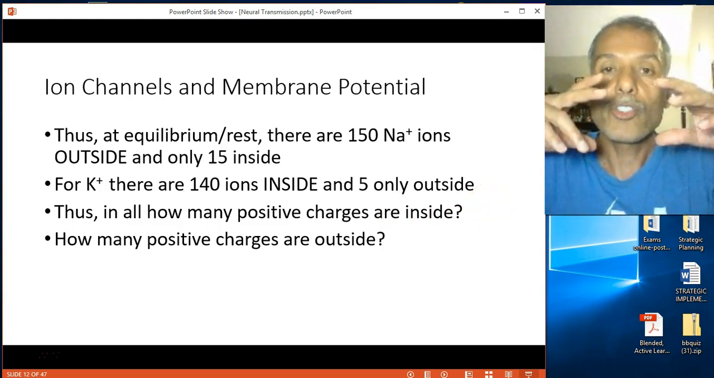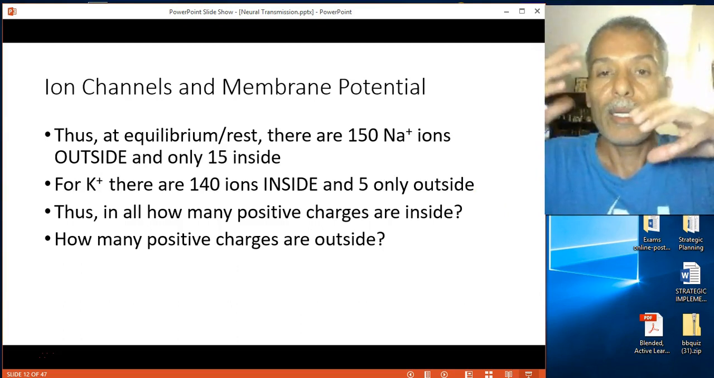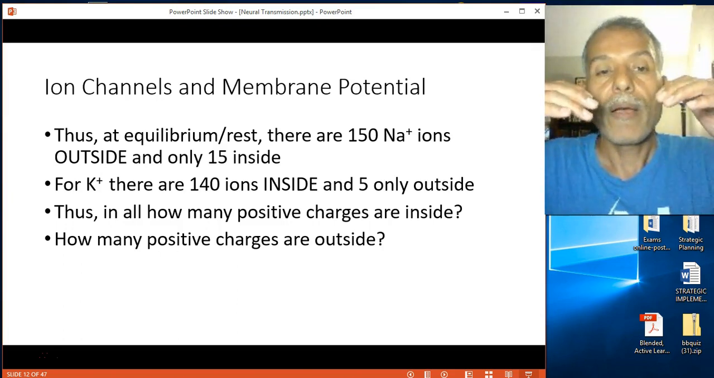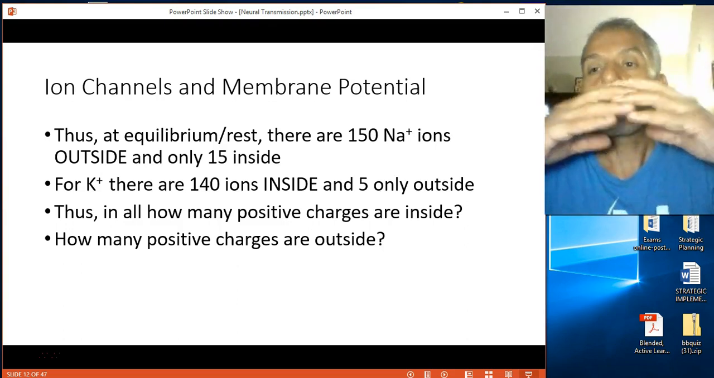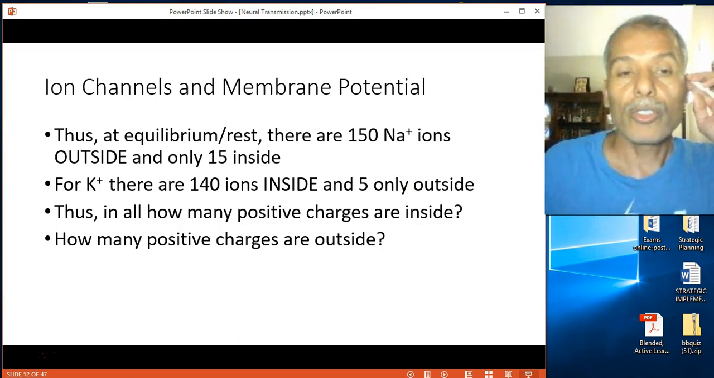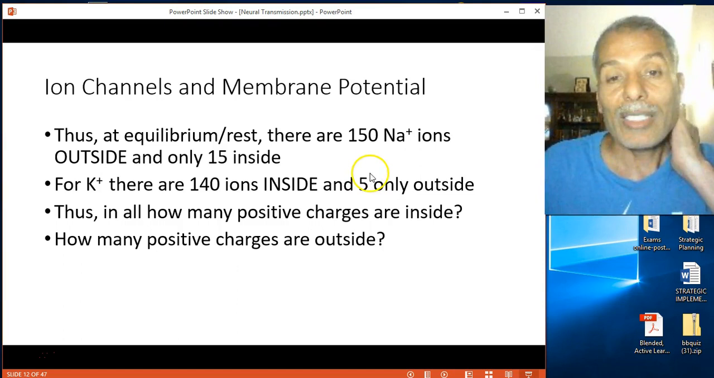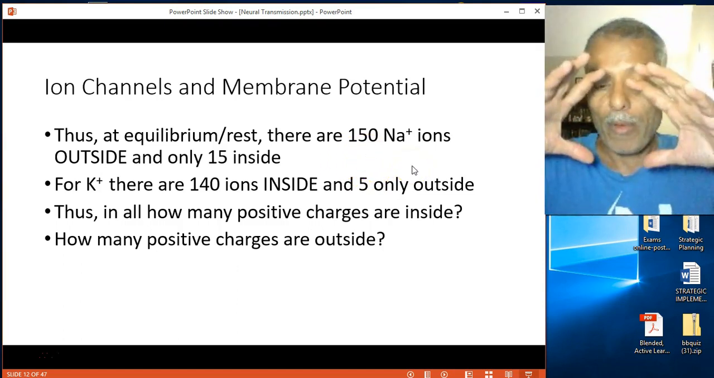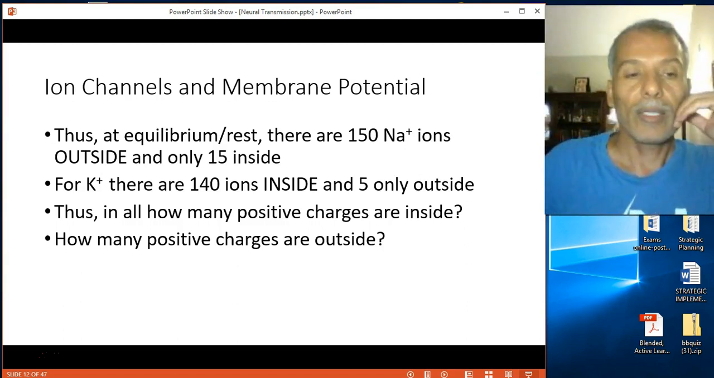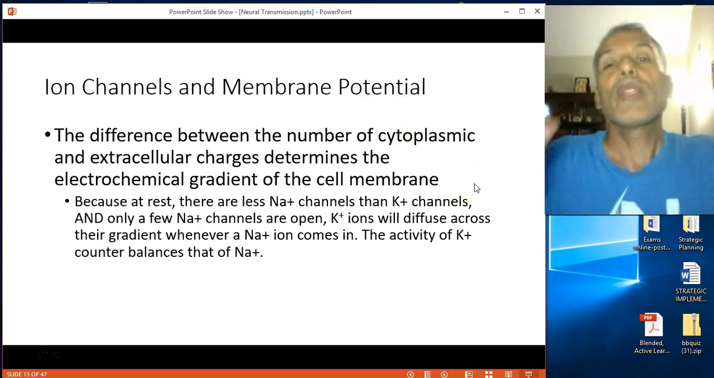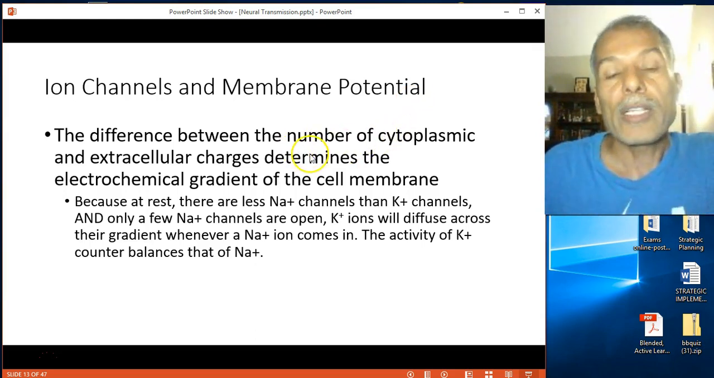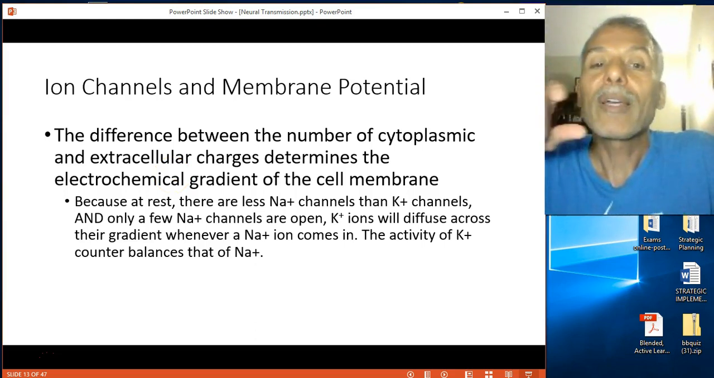Now, in terms of the electric voltage, because of the difference of the potassium inside and related to the number of charges outside, the cell itself, naturally, inside of the cell, is going to have greater negative charges than positive. So by nature, every ion has its own charges. So when you calculate everything at rest, the cell by nature is going to have much more negative charges inside than outside. So the difference between the number of the charges inside the membrane and outside the membrane, that difference determines the electrochemical gradient of the cell membrane.